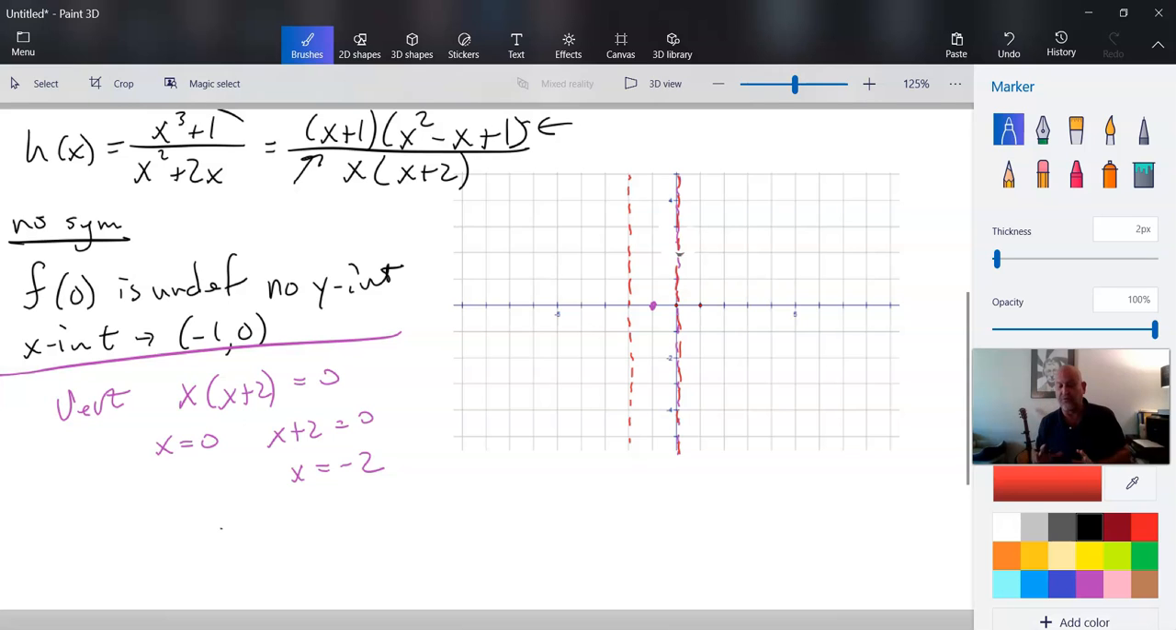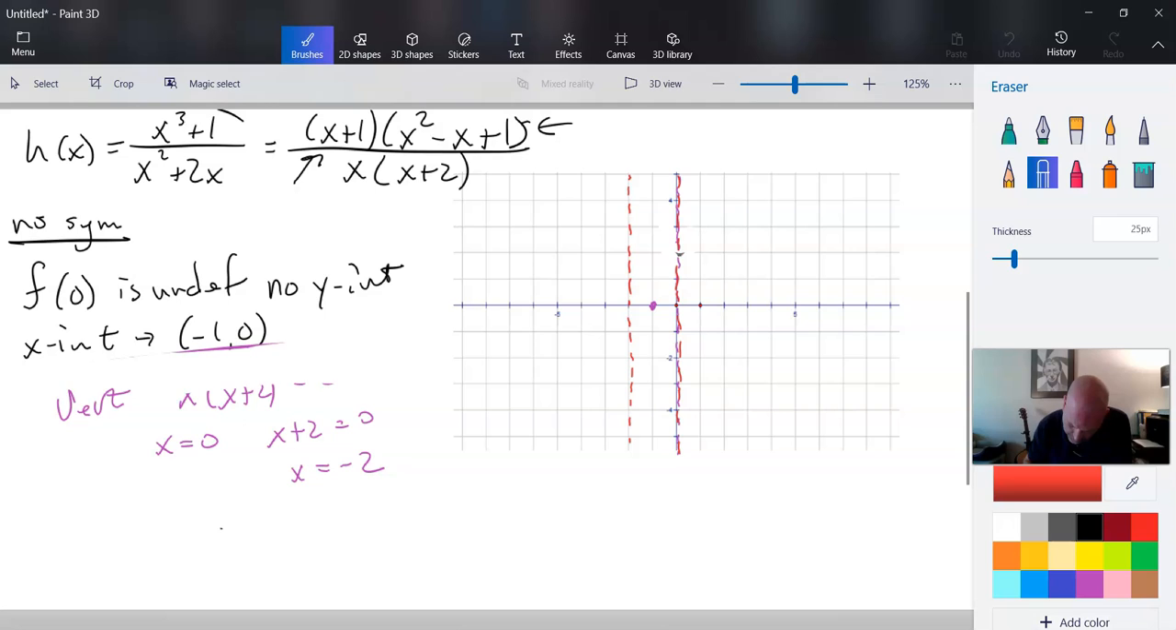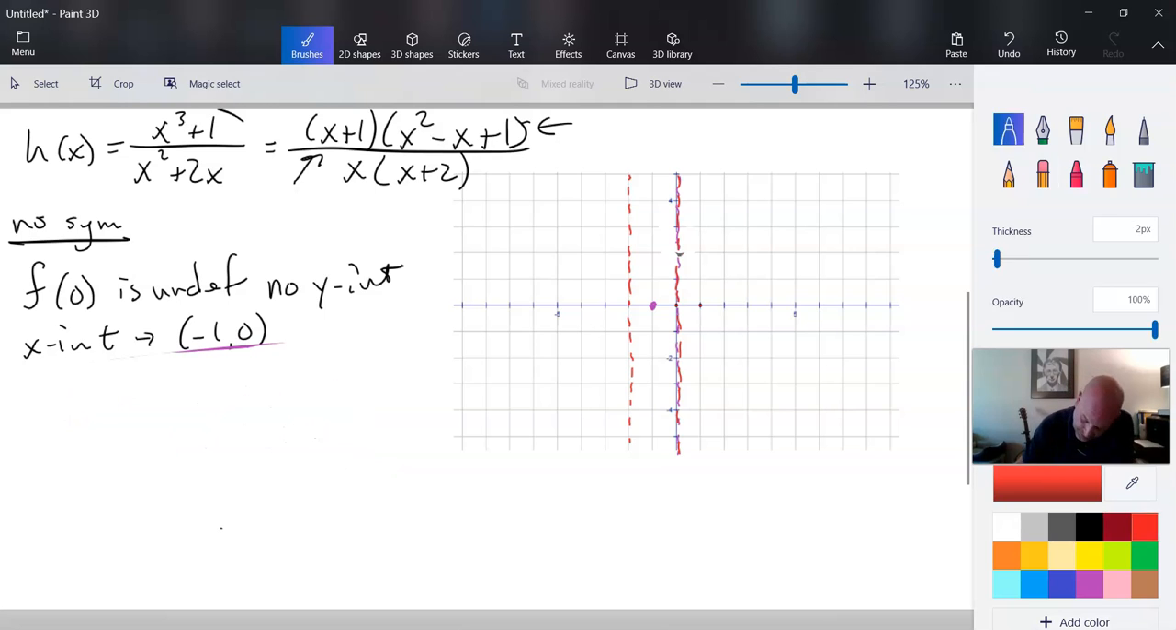All right, so I have two vertical asymptotes. Now, I have those marked in there. Now we need, I'm going to go ahead and back this work up. Okay, so the vertical asymptotes are x equals 0 and negative 2. Okay, so we got those.